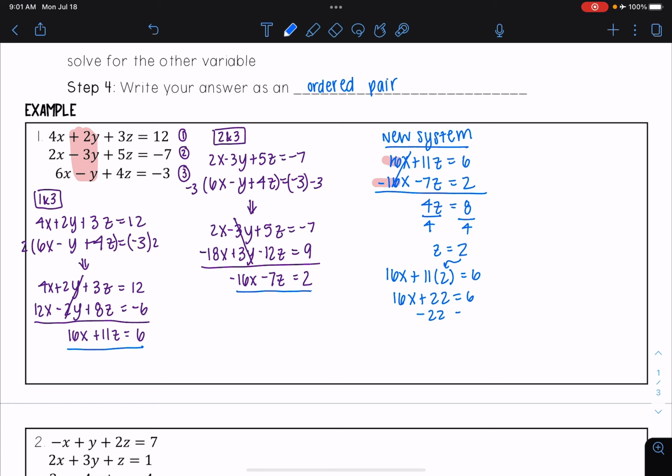Subtract 22 from both sides. And then get that 16x is equal to negative 16. And then divide both sides by 16. And I get that x is equal to negative 1.